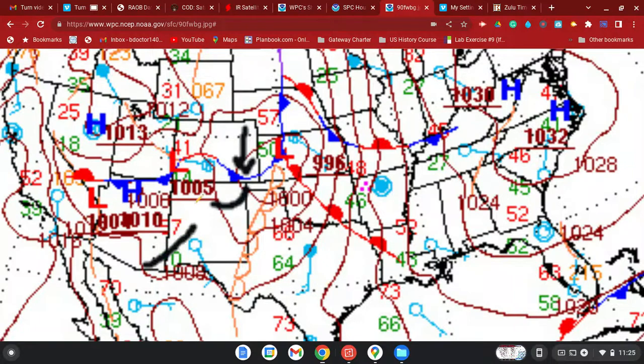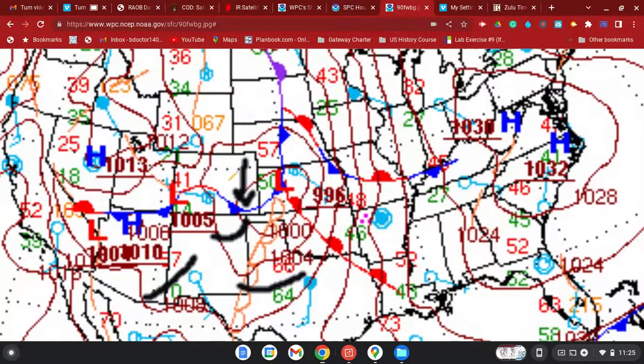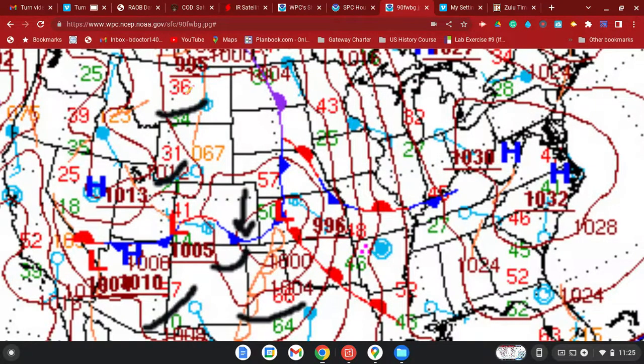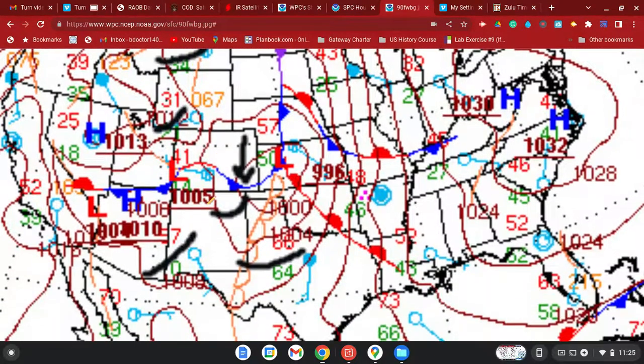The temperatures on one side are 66, and I believe that's 57. I still can't tell. It could be 67. I don't know. I'm just going to assume, unless I had an exact reading. But the temperatures behind that are 31 here in Wyoming, somewhere in Wyoming, probably Casper, and then 36 up here in Billings, Montana.